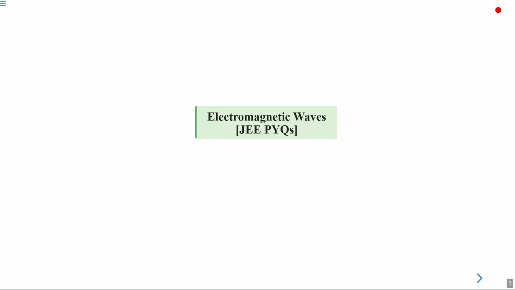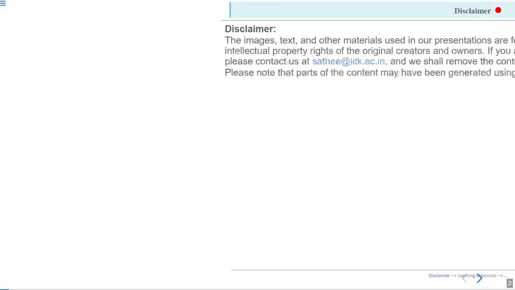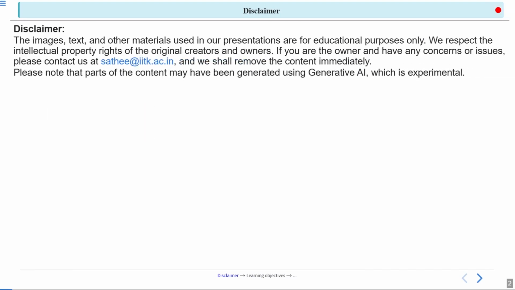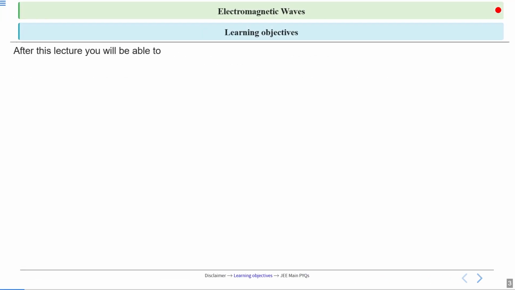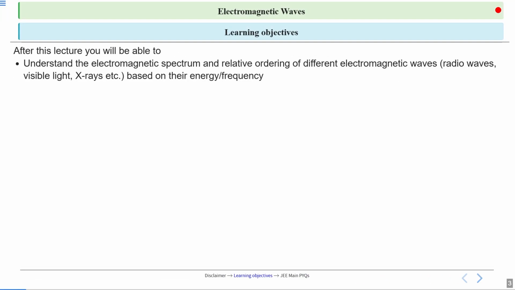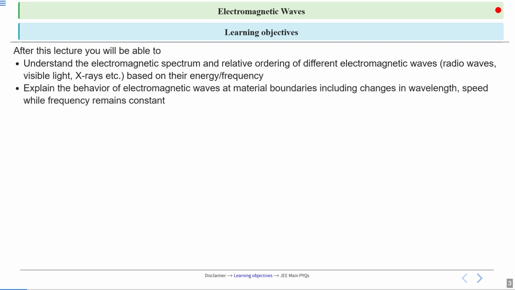Today, we are going to discuss JEE PYQs of chapter Electromagnetic Waves. So, this is the disclaimer. After this lecture, you will be able to understand the electromagnetic spectrum and relative ordering of different electromagnetic waves like radio waves, visible light, X rays, etc., based on their energy or frequency.